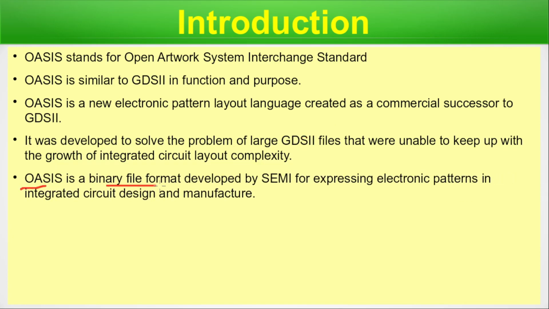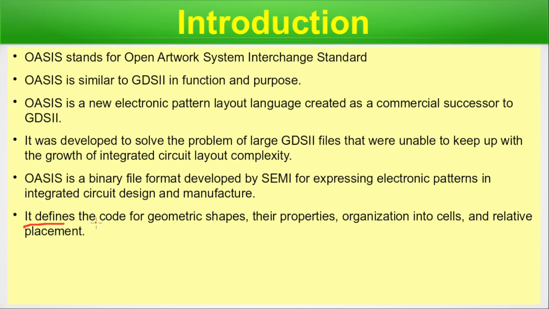OASIS is a binary file format developed by SEMI. So SEMI is an organization. You can go ahead and search in Google about SEMI, for the expression of electronic patterns in the integrated circuit design and architecture. Why do we call it a binary file? Because if you open up the OASIS file in a text editor, only binary characters you will see. You will not see any human readable character. That is the meaning of the binary file. However, if you are opening the OASIS file with the respective layout software, you will see the layout.